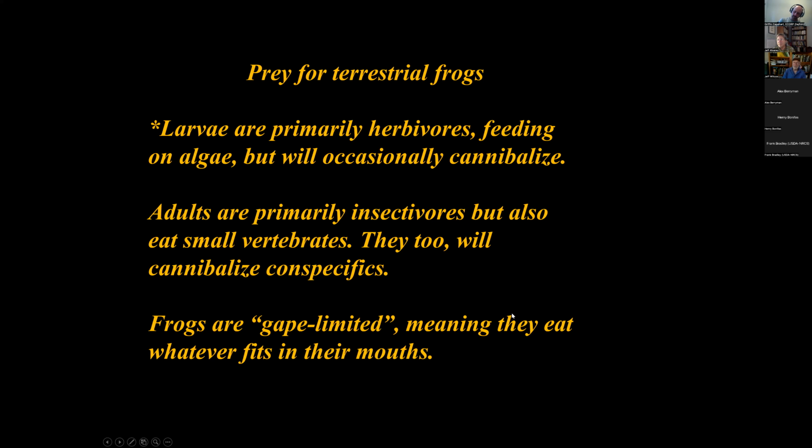They will eat small vertebrates. So I think there's a case certainly of mice, and there's a case of a vole that we have actually seen recently here. But they too will eat anything that they can fit in their mouth. So if you got a little froglet or a metamorph red-legged frog and a big red-legged frog finds it, down the hatch it goes. So we don't put them in buckets together for that reason. They're only gape limited. That means that anything that they can fit down their mouth, they will, because they're predators and that's what they do.